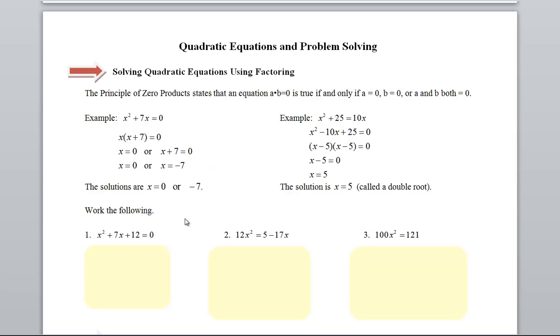I need you to work these, so pause me, do all 3 of them, and then turn me back on and see if you agree.